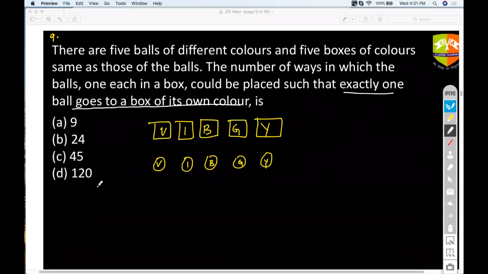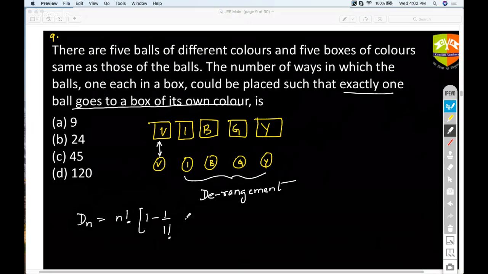Rest all the balls are in different color boxes. That means no other ball can go to the box of its own color, right? So it's very obvious that, let's say I choose a ball which I want to send in the right color. Let's say V goes into V. That means the rest four should be deranged. Correct? So we have to derange these four balls, and we know the formula for derangement, that is equal to n factorial times 1 minus 1 by 1 factorial plus 1 by 2 factorial minus 1 by 3 factorial and so on till minus 1 to the power of n, 1 by n factorial. Correct?